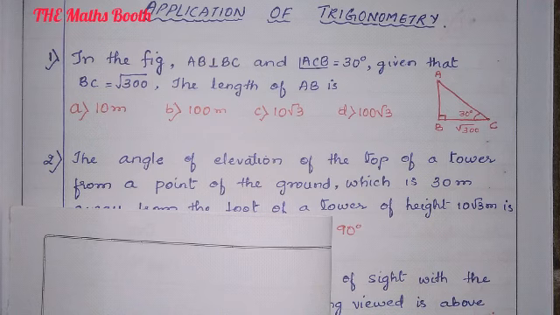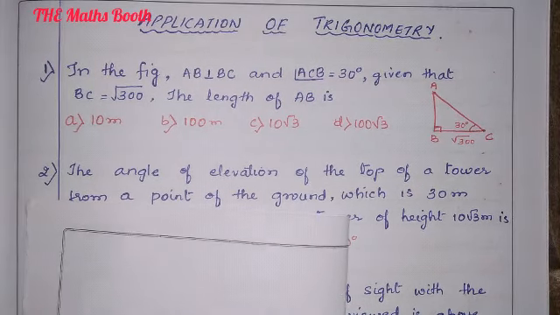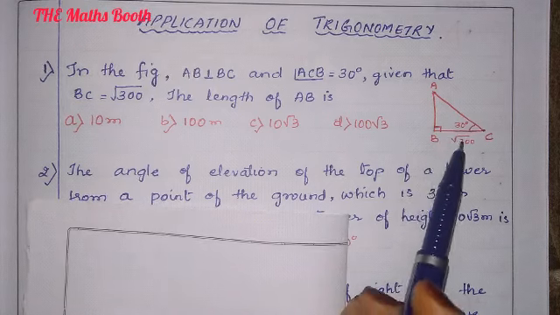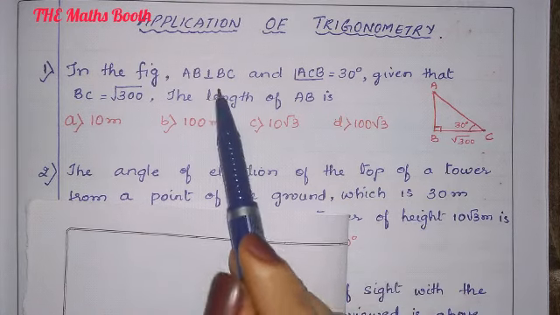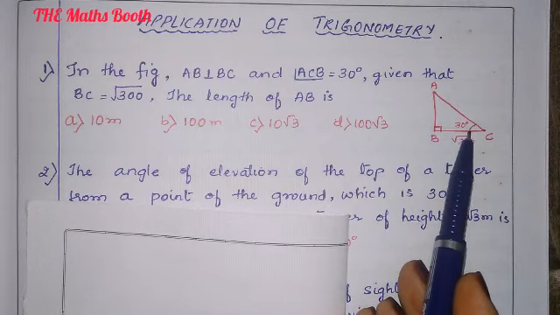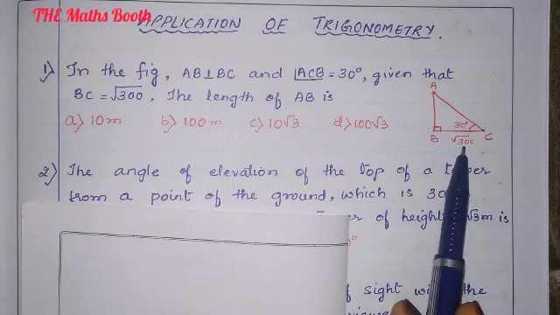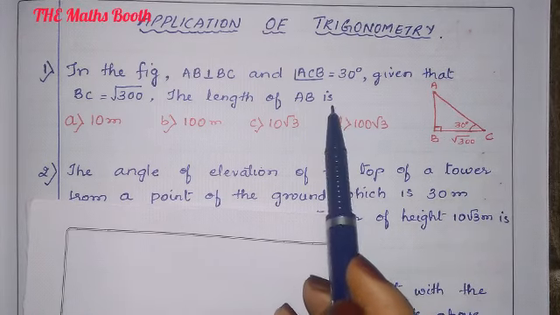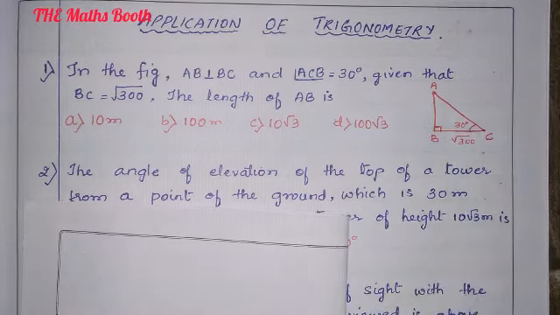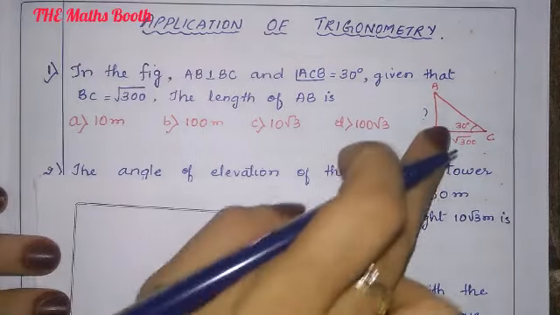Today I am here with a new topic, that is application of trigonometry. So the first question of application of trigonometry: in the figure, AB is perpendicular to BC and angle ACB is 30 degrees. Given that BC is root 300, we have to find the length of AB. Let us check by seeing this figure.